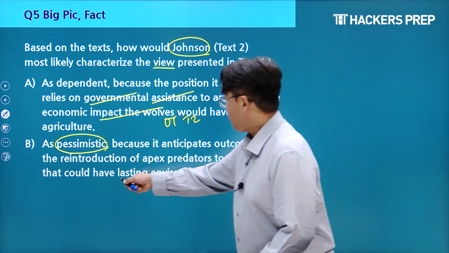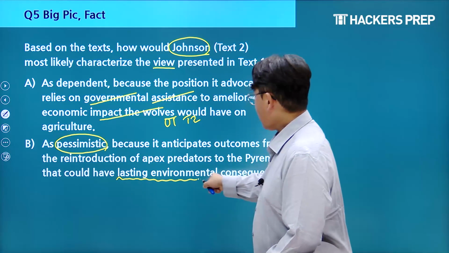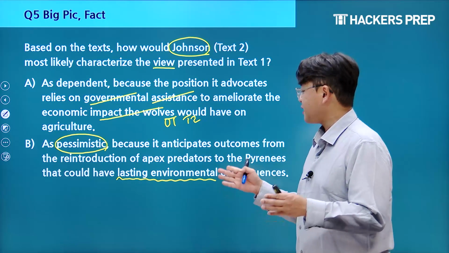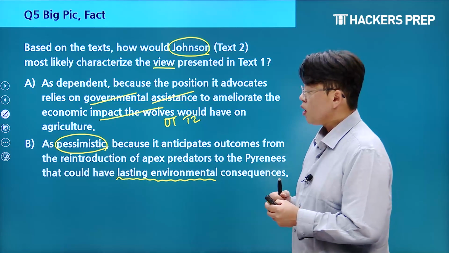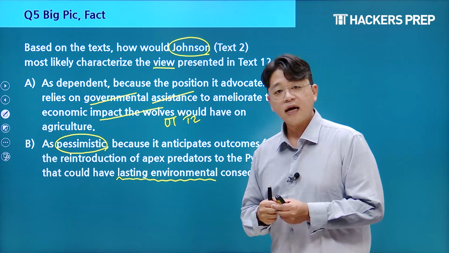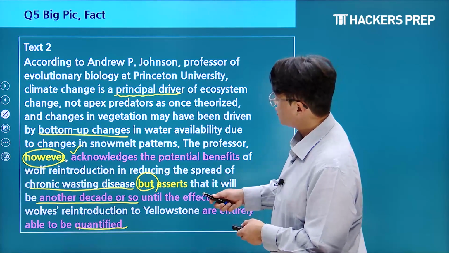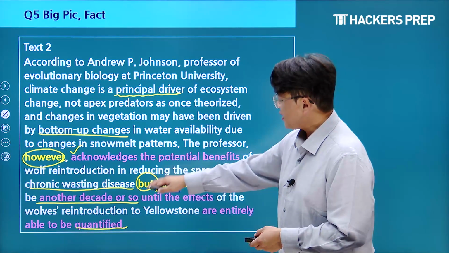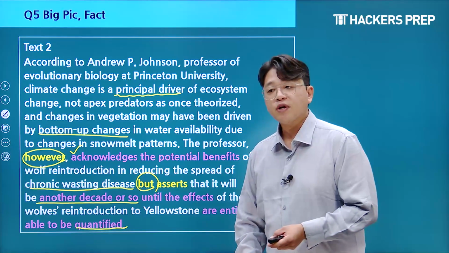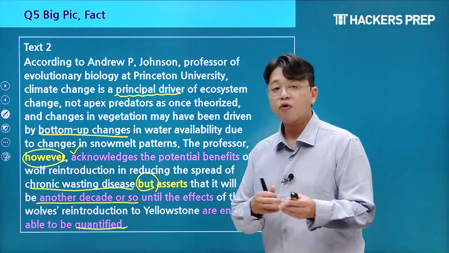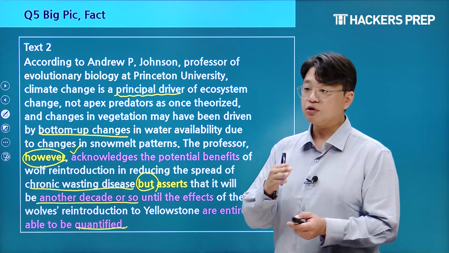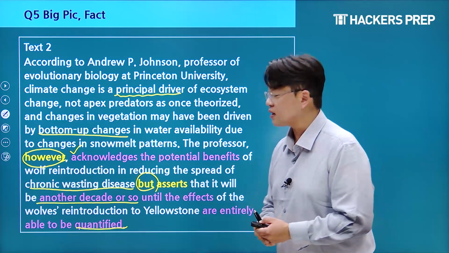Okay, lasting environmental consequences has to do with long-lasting impact. Does text 2 talk about long-lasting impact? No, it doesn't, right? Why don't we revisit the last part of text 2? It clearly states that in order to see the effect, we would have to wait more than 10 years, okay, to see what exactly the impact is.